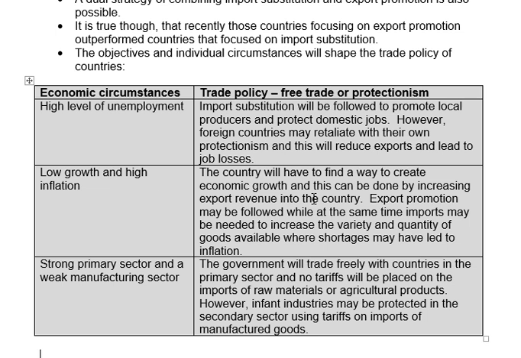this will obviously be the case in many developing countries, then the government will want to trade freely with countries in the primary sector. So they would want to export as much of their primary sector goods and services as they can, all right? And then no tariffs will be placed on the imports of raw materials or agricultural products because they want to encourage the exports of their primary sector output.